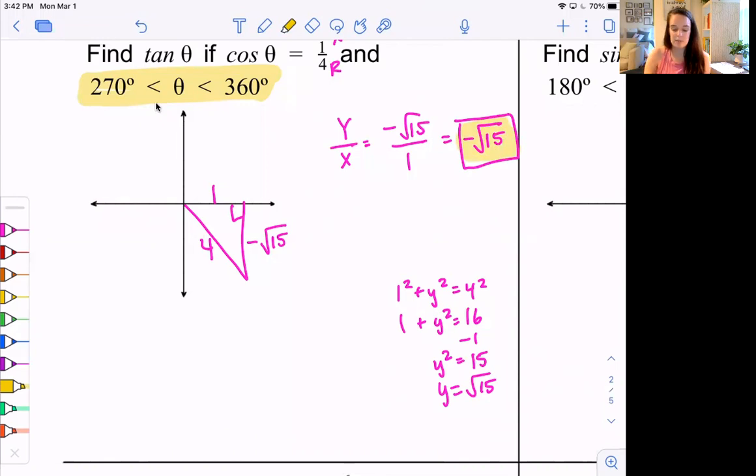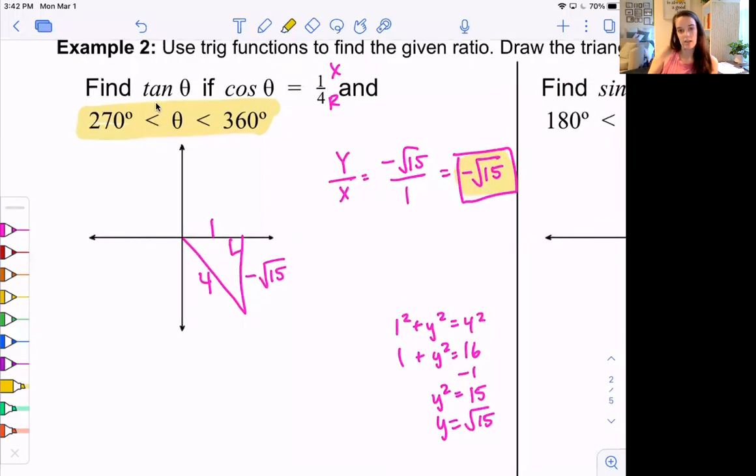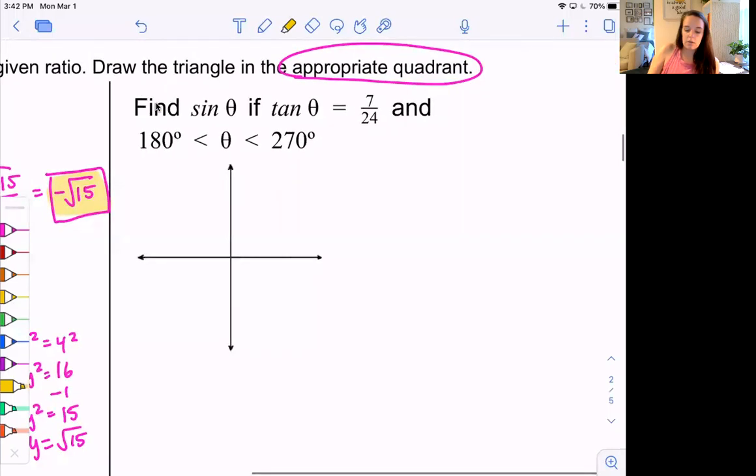So same exact steps as you noticed, right? We just had to draw the triangle in a different place. Go ahead and pause the video and try this one on your own, see if you can get it, and then when we come back, I'll show you what we did.